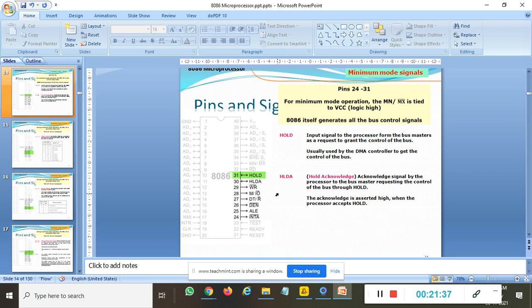And HLDA is the hold acknowledgement signal from the processor to the bus master. When the hold signal is given to the processor, the processor receives the hold signal, then it sends an acknowledgement signal which is called the hold acknowledgement signal.